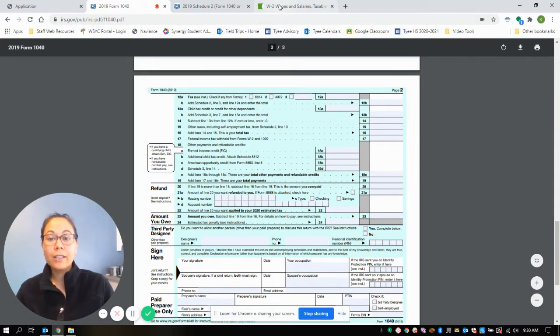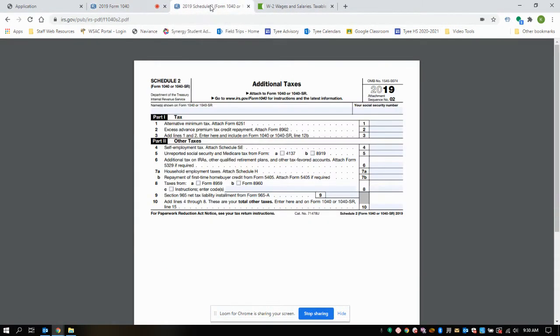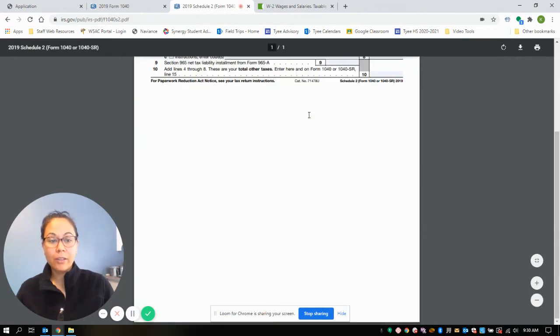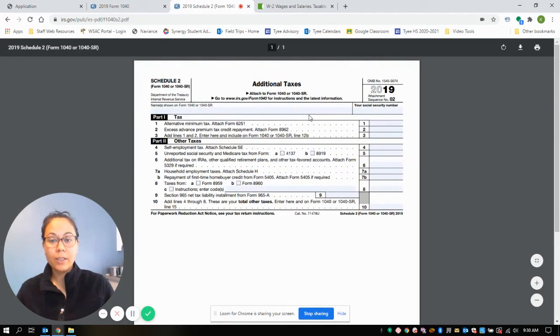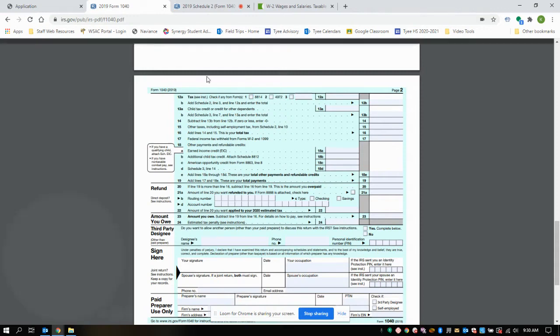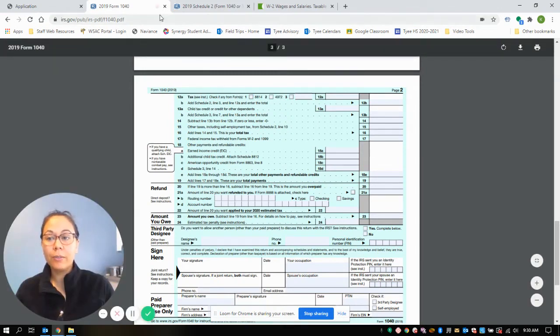And then you're going to look at the Schedule 2. And it's going to be line 46. So this is what a Schedule 2 looks like if you have one. Not everybody's going to have one of these. So if you don't have one, you're just looking at this line 13 here.